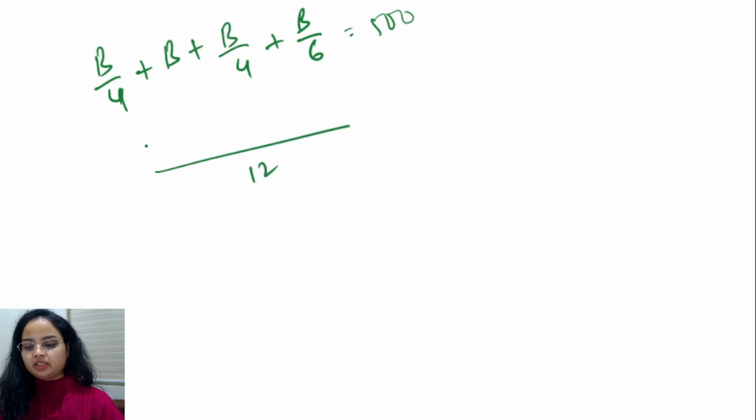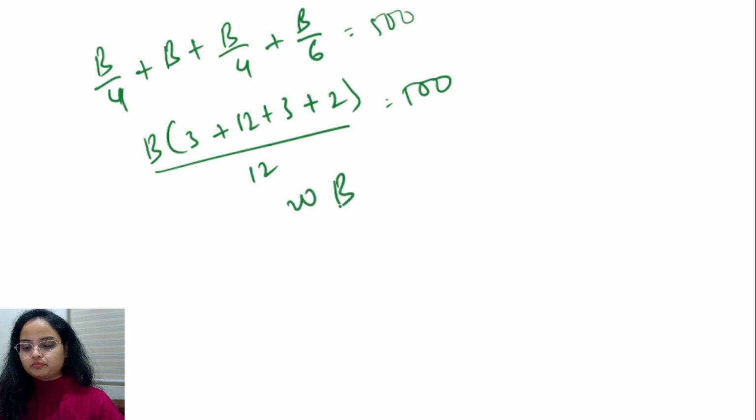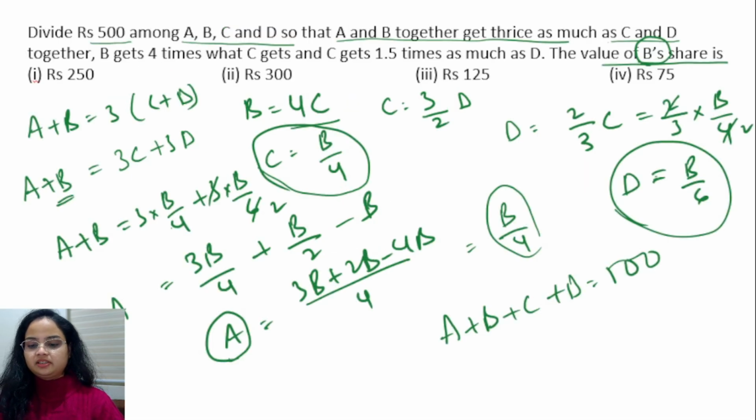Take LCM. 12 is the LCM. Take B common. 3 plus 12 plus 3 plus 2 is equal to 500. Okay. Now this is 20. B by 12 is equal to 500. Okay. Here 2 into 6. So B is equal to 6 into 50. It is 300. Okay. The answer is 300. Second option.